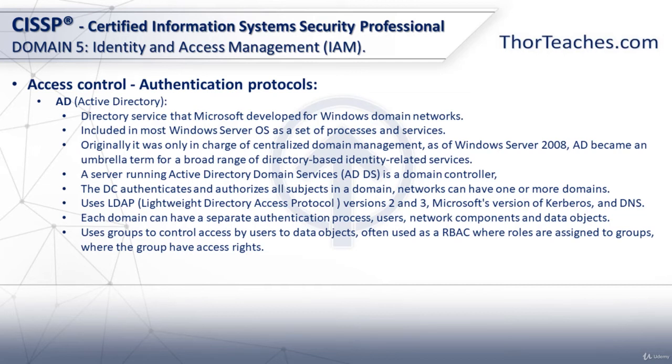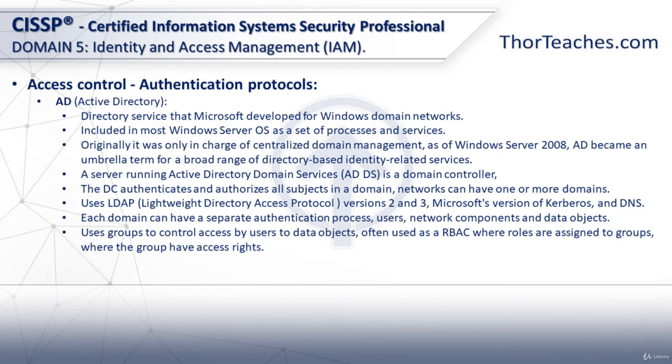The version before that, Windows 2003, has not been supported and has not been patched by Microsoft for 3-4 years now, meaning they have a ton of known vulnerabilities that attackers can exploit. A server running Active Directory Domain Services, or AD DS, we would call a domain controller. It would authenticate and authorize all subjects on a domain, and our networks can have a single or multiple domains. AD uses LDAP, Lightweight Directory Access Protocol, version 2 or 3. They are Microsoft's version of Kerberos, and DNS, the Domain Name System.